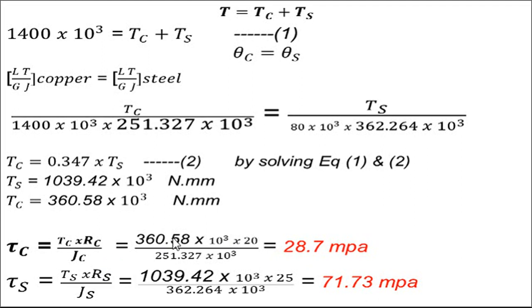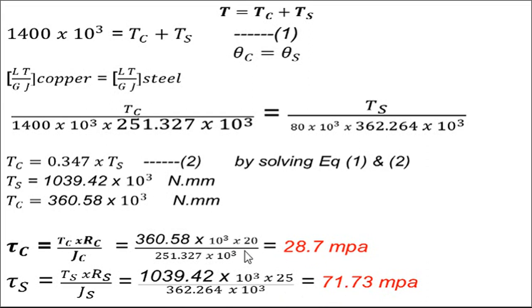Likewise, you can find the shear stress in the steel tube. We can determine the shear stress developed in the steel tube using the same formula, TS into RS divided by JS. TS is the torque for the steel tube, RS is the radius of the steel tube, and J is the polar moment of inertia for the steel tube. TS we already determined, so you just put that value here, and the radius is also known, divided by the polar moment of inertia we calculated. Putting in all these values, we get the answer 71.73 MPa, the shear stress developed in the steel tube.